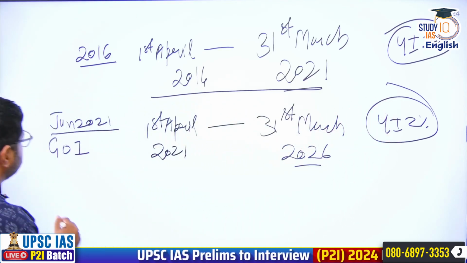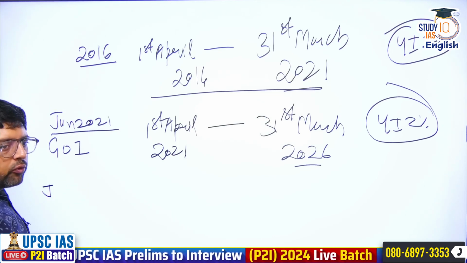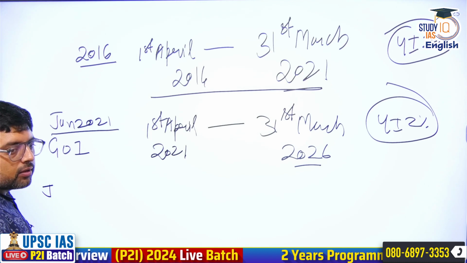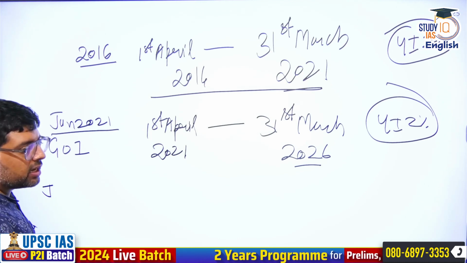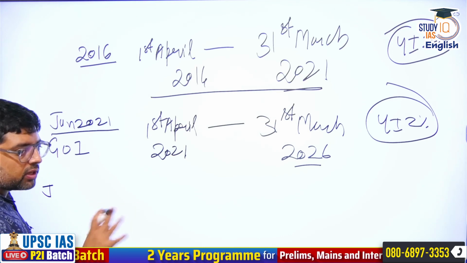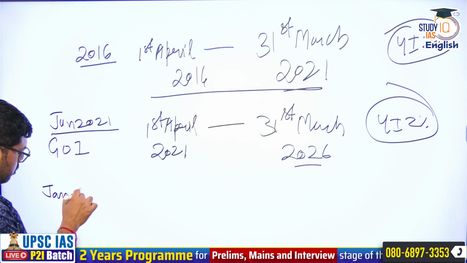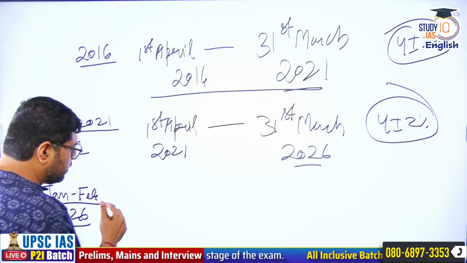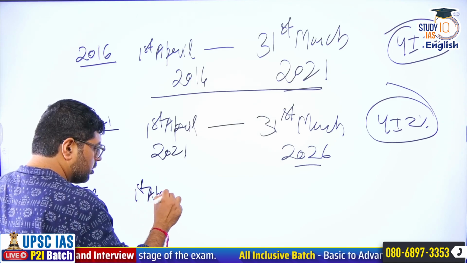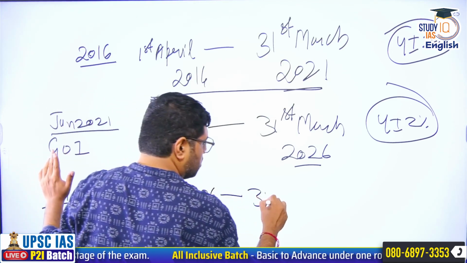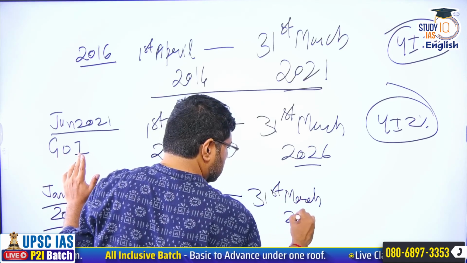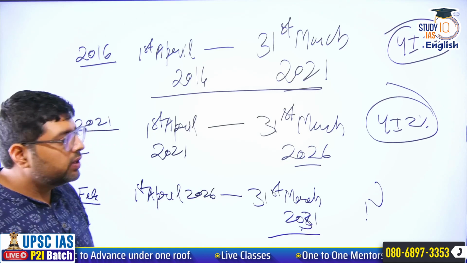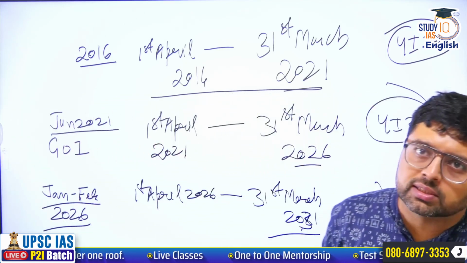So, if you are appearing for 2024, 2025, or if you are appearing for 2026 or even after 2026, by that time your inflation target will change. Ultimately, the next new inflation target will be decided in the months of January and February 2026, and that will be decided for 1st April 2026 to 31st March 2031. And what will that be, we have to wait and watch. Even I cannot tell you. Clear? So this is about the inflation target.